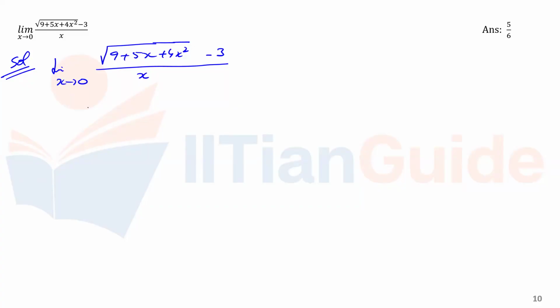In limits, we always need to find which kind of indeterminate form it is. If I put x to be 0, 9 plus 0 plus 0, under root 9, basically 3. 3 minus 3 is 0. The numerator is 0, the denominator is 0. So we have the 0 by 0 form, and 95% of the problems will be either 0 by 0 or infinity by infinity.